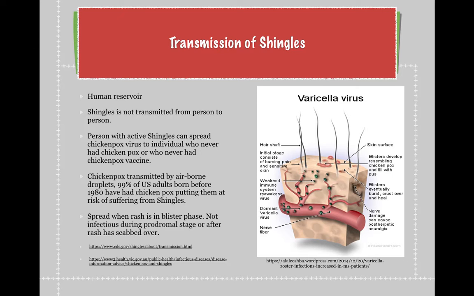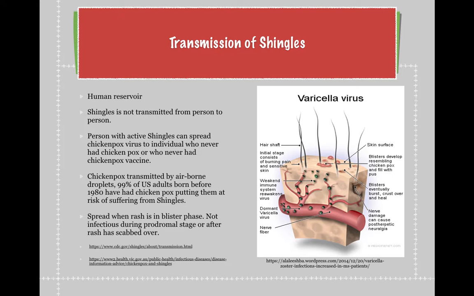adults born before 1980 have had chickenpox. This puts them at a great risk of suffering from shingles, and as you can tell, this is a large percentage of the population. Shingles is spread when the rash is in the blister phase, and this is the point at which a person suffering from shingles can spread the chickenpox virus to a person who has not previously been exposed. Shingles is not infectious during the prodromal stage or after the rash has scabbed over.